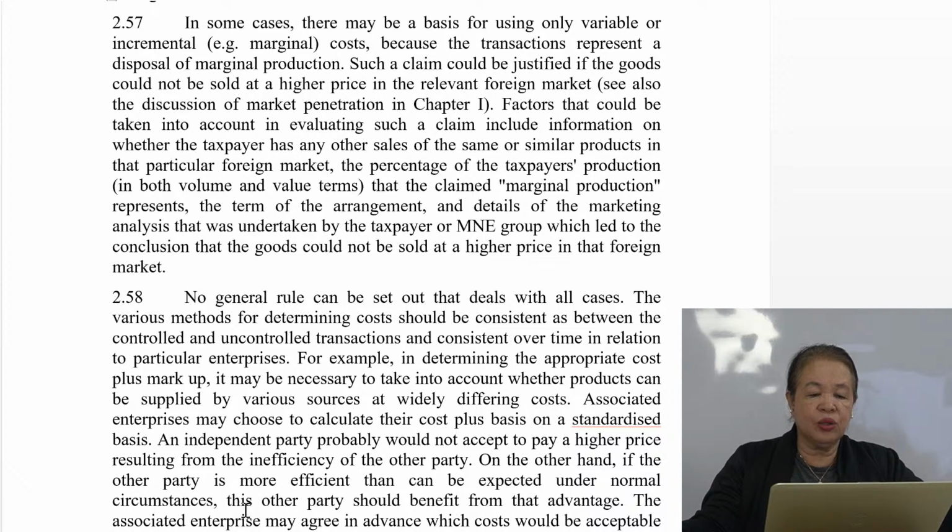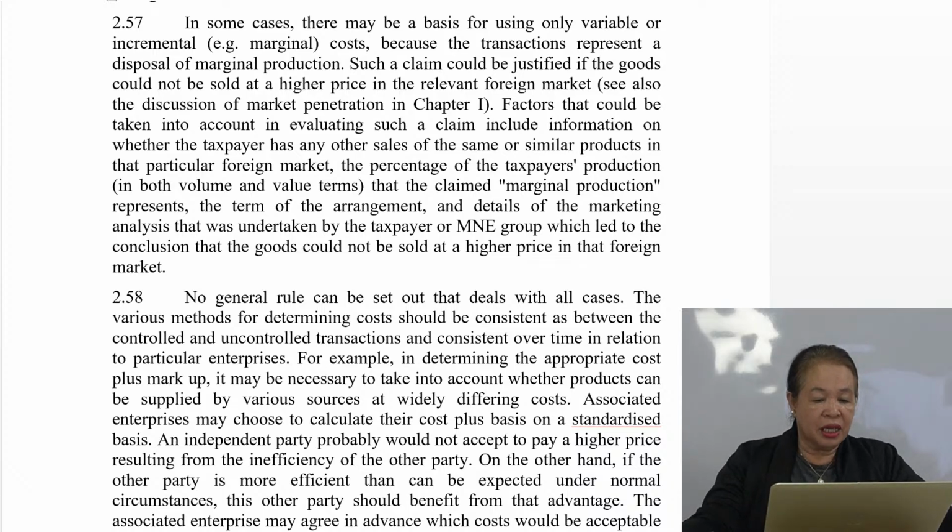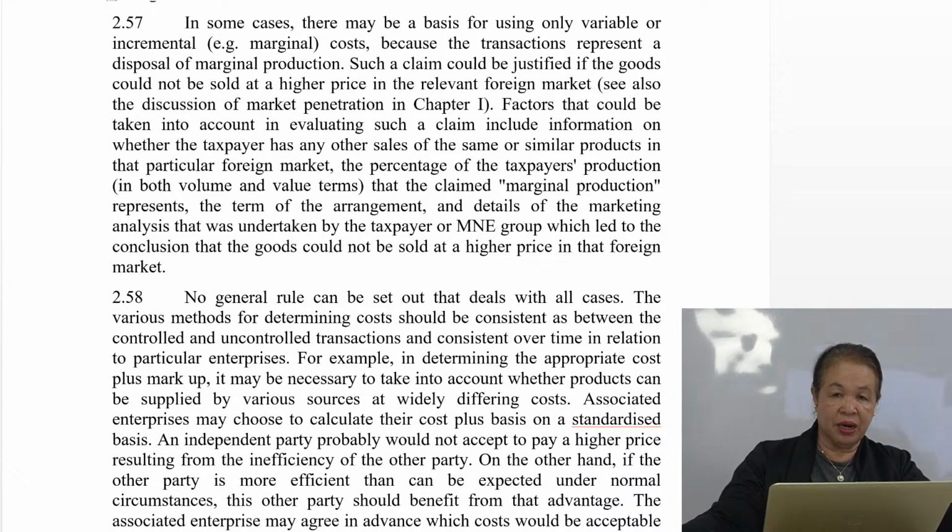Factors that could be taken into account in evaluating such a claim include information on whether the taxpayer has any sales of the same or similar products in that particular foreign market, the percentage of the taxpayer's production in both volume and value terms that the claimed marginal production represents, the term of the arrangement, and details of the marketing analysis that was undertaken by the taxpayer or MNE group, which led to the conclusion that the goods could not be sold at a higher price in that foreign market, no? Especially yung mga regulated na market and commodities or goods.